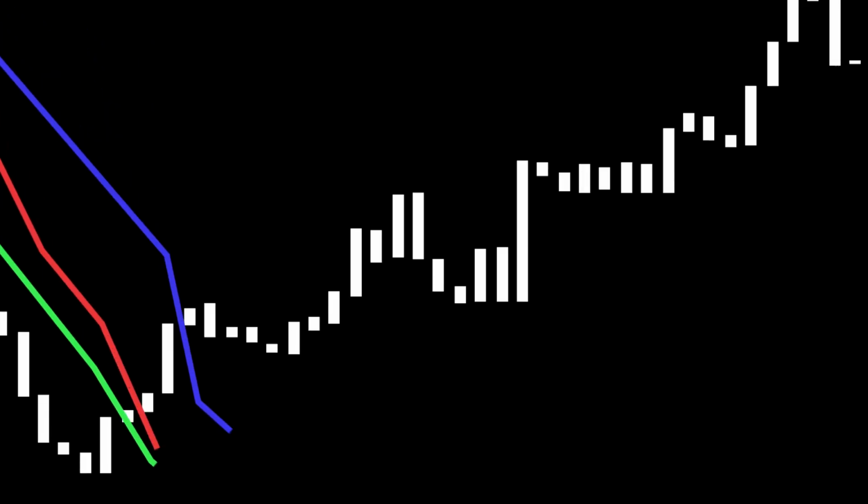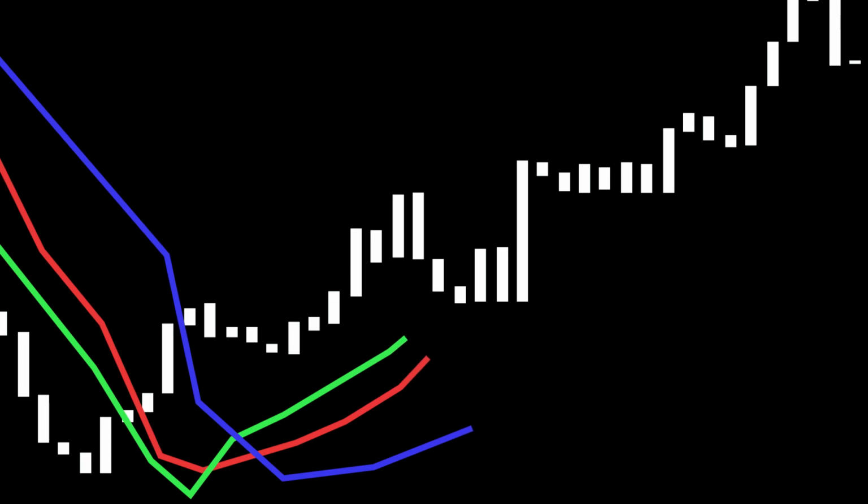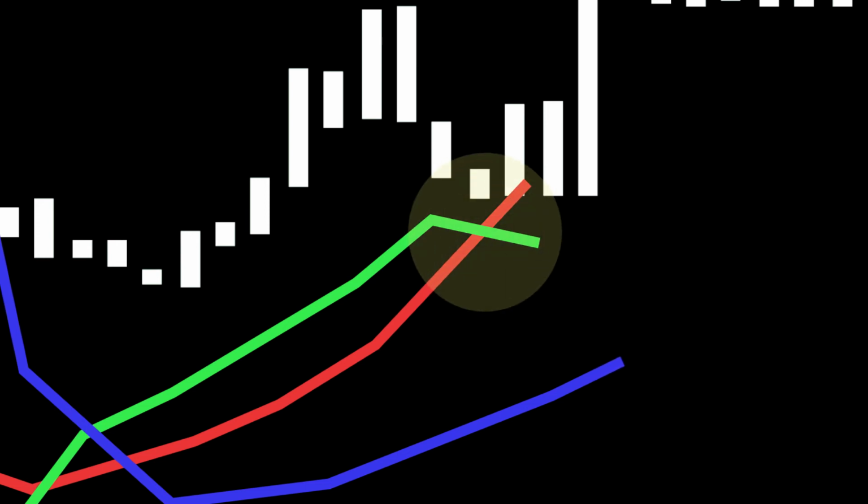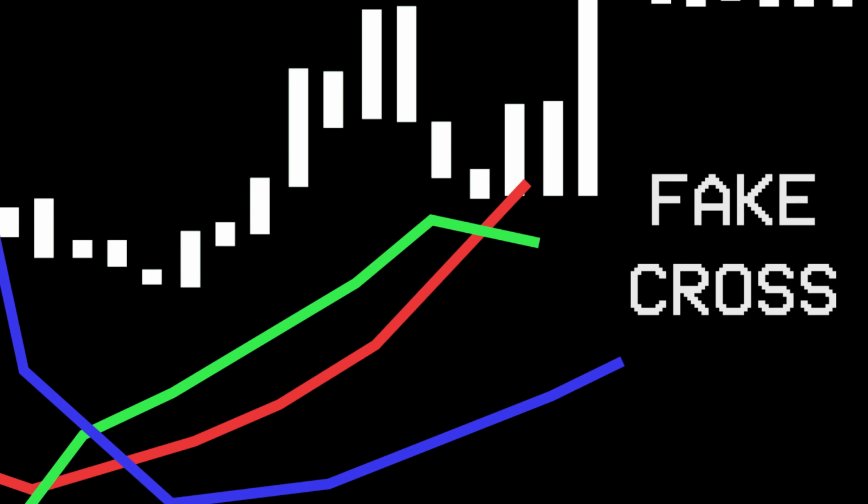Be wary though, as there are such things as fake crosses. Interpreting crossover between the alligator's parts can be a tricky prospect, especially when you get caught in a fake out. Finding fake crosses involves looking closely at the green and red lines. If they intersect without touching the blue line, then that is a fake cross.